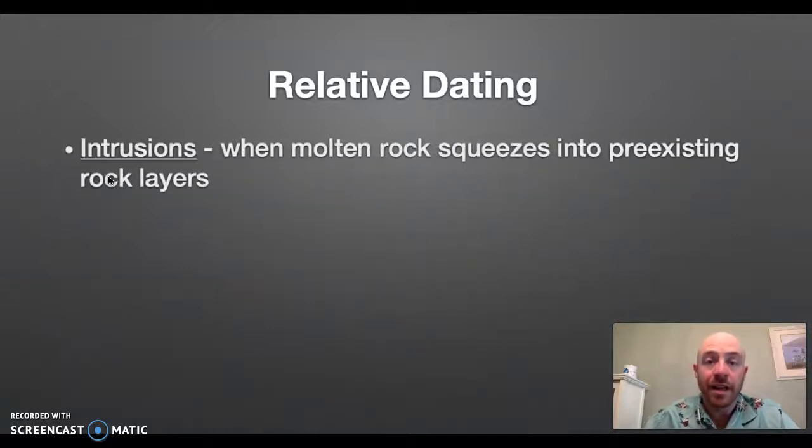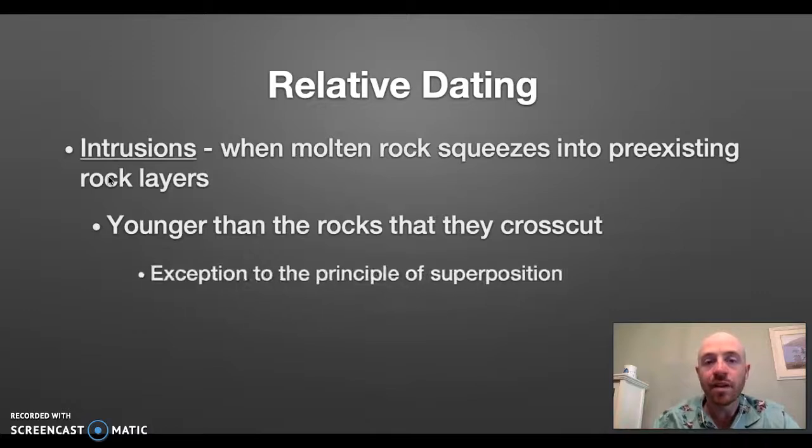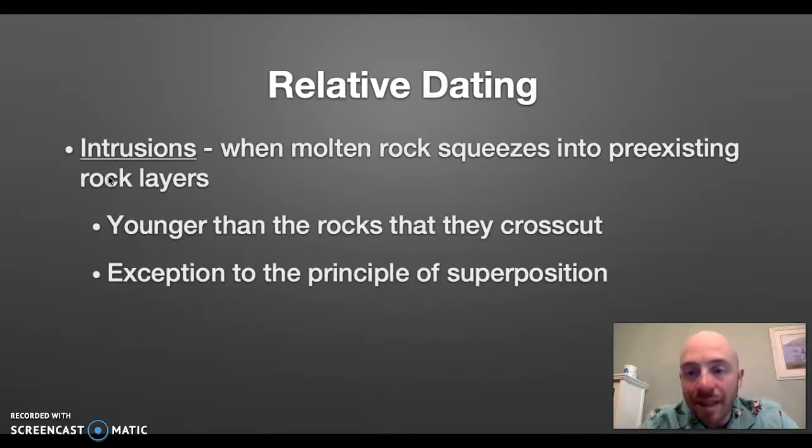So on the other hand, we can also have something called an intrusion. An intrusion is when molten rock squeezes into pre-existing rock layers. So this means that the younger rocks are cross-cut by this molten rock pushing into them. So what ends up happening is this is the only exception we ever have to the principle of superposition. Normally we said that the older and the younger layers are there. The only exception to that is an intrusion.